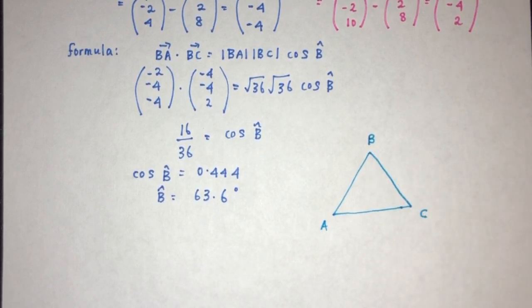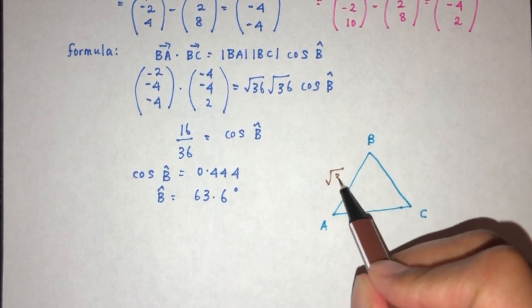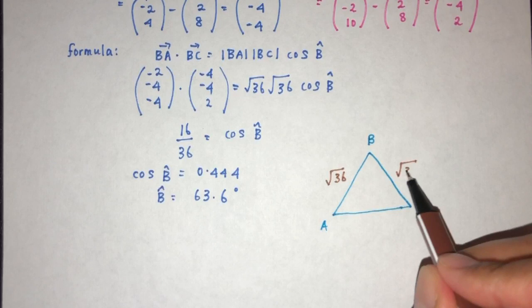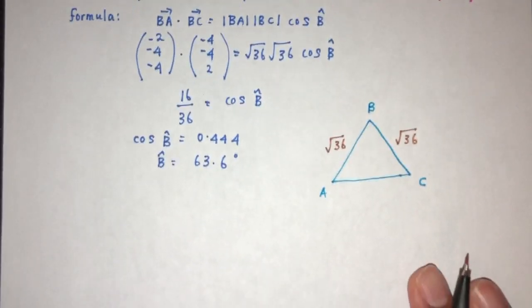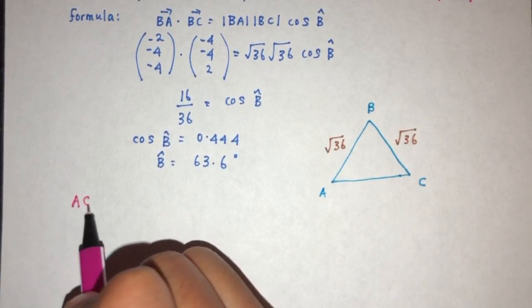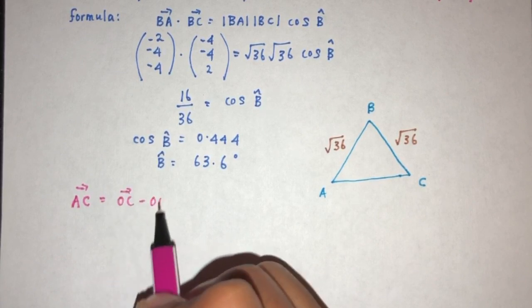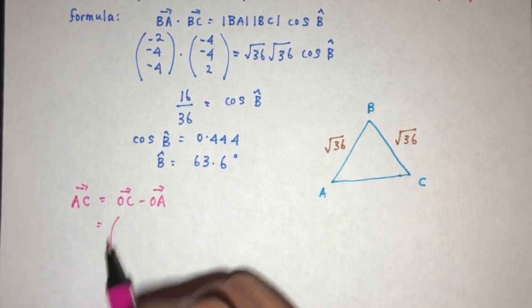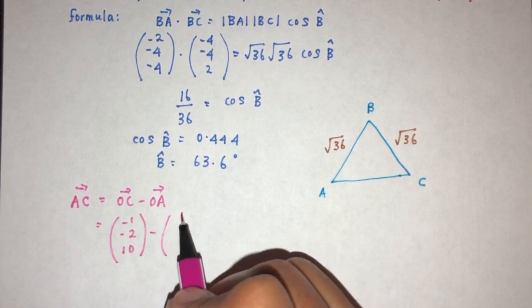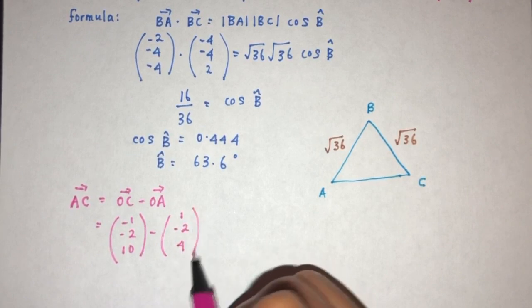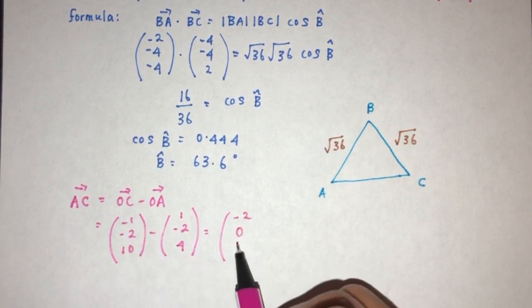So length of BC, as we have seen here, the magnitude of BA is root of 36. BC is also root of 36, right? Now we just have to find the length of AC. Now by definition, we can see AC will be what? Same thing, take the second one, OC minus OA. OC is minus 1, minus 2, 10. OA is 1, minus 2, 4. That will be minus 2, 0, and that should be 6.